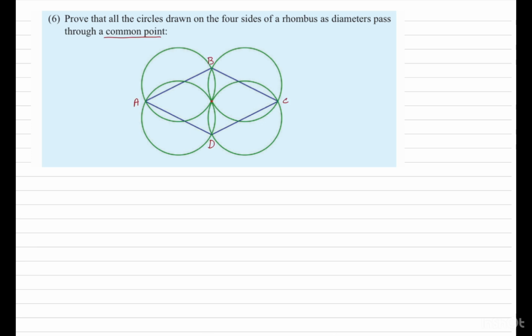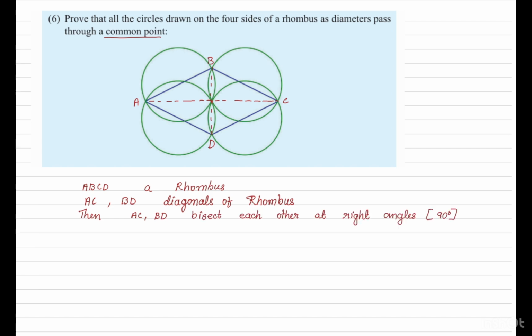Prove that all the circles drawn on the four sides of a rhombus as diameters pass through a common point. Let ABCD be the rhombus. Since AC and BD are the diagonals of the rhombus, then AC and BD, being the diagonals of a rhombus, bisect each other at right angles. So these angles should be 90 degrees.